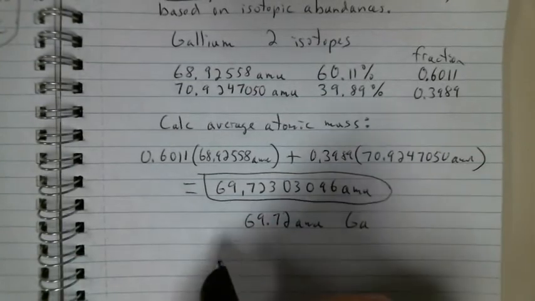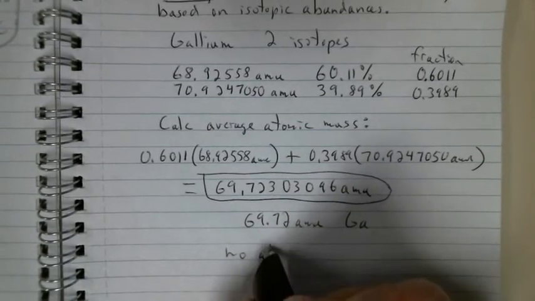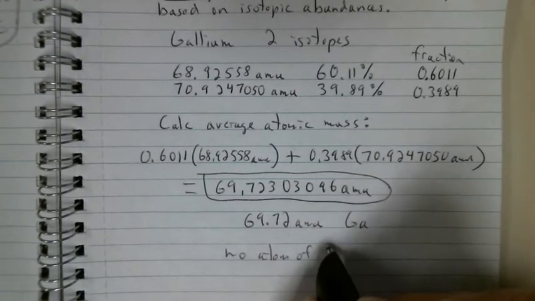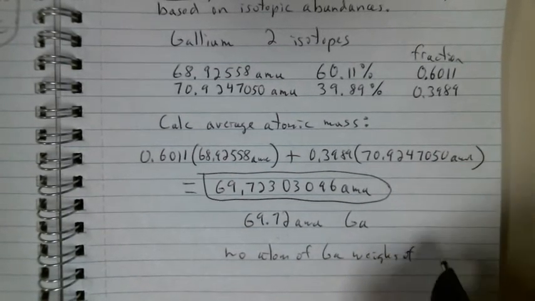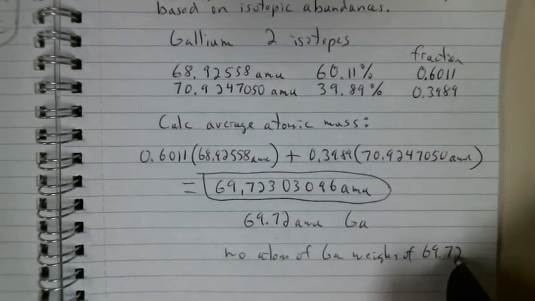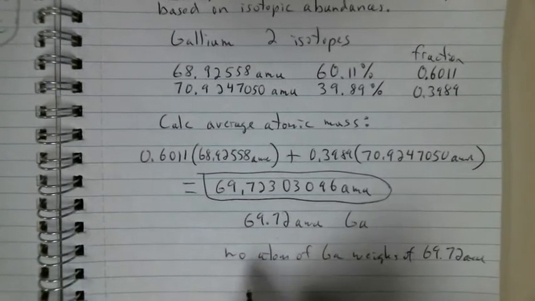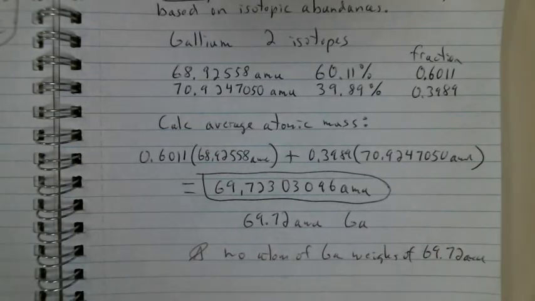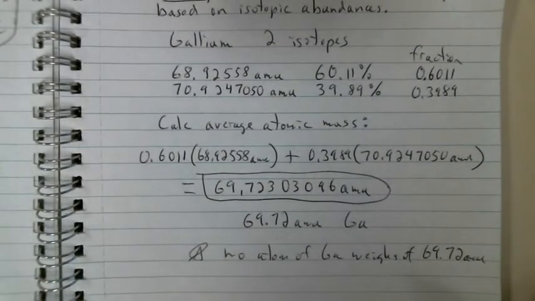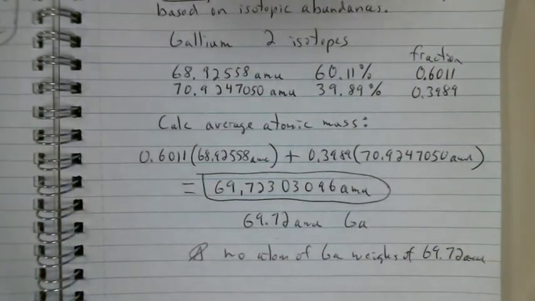Okay? No atom of gallium has a mass of 69.72 AMU. And that's something that you need to accept and remember, that concept, right? It's always reported as the average of the isotopes.